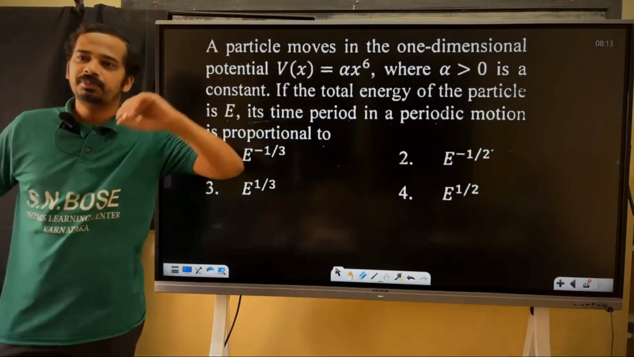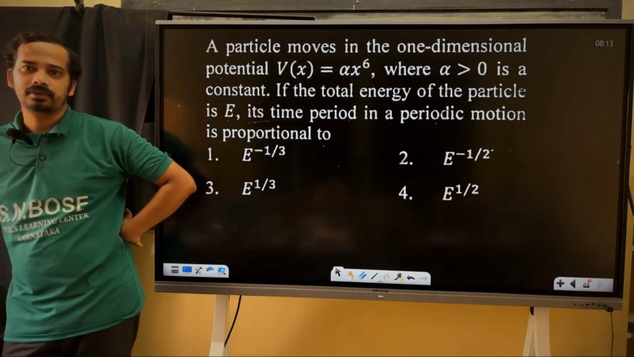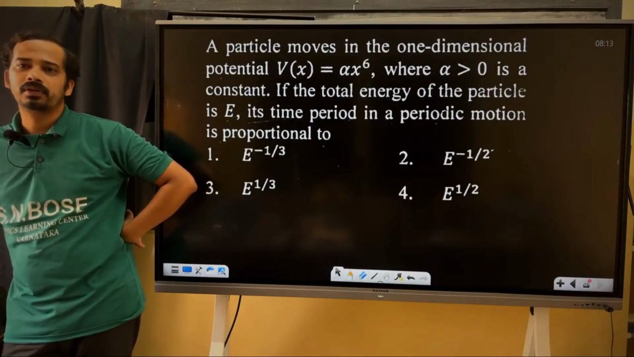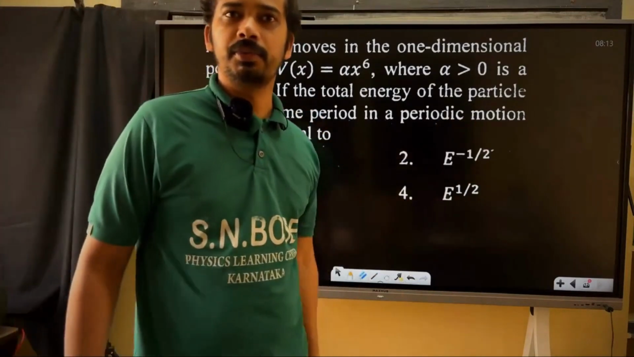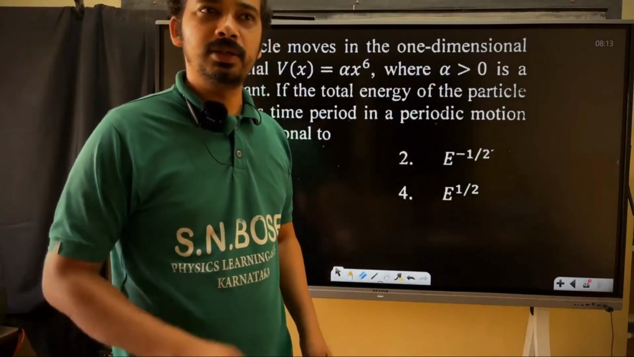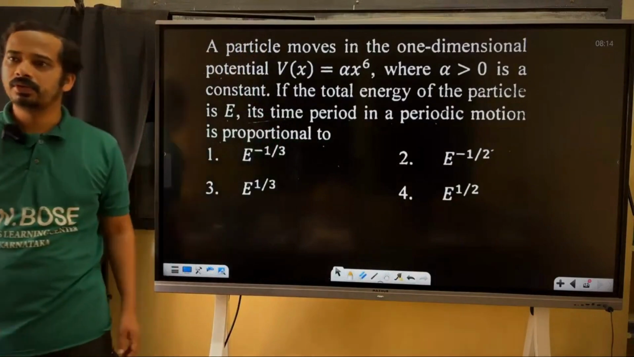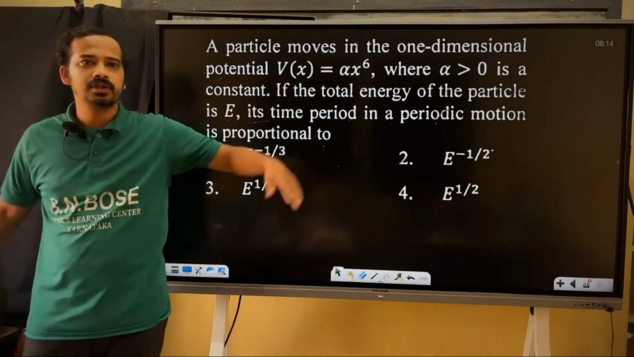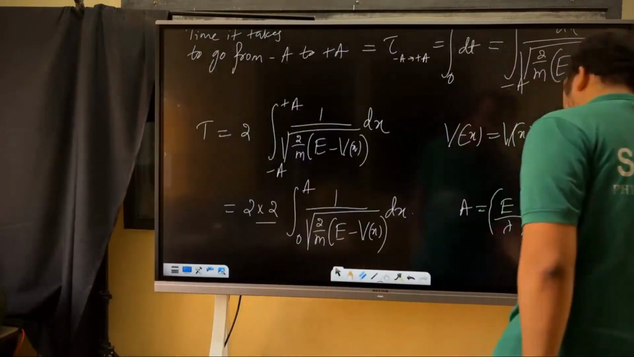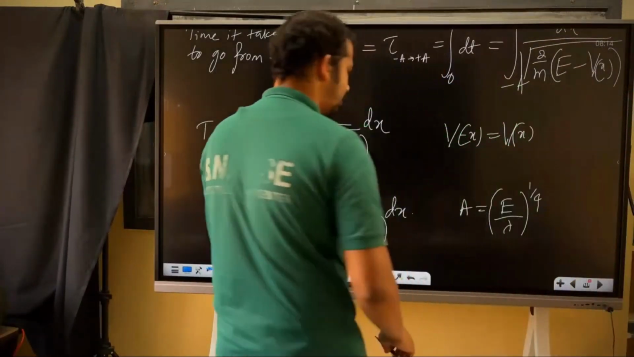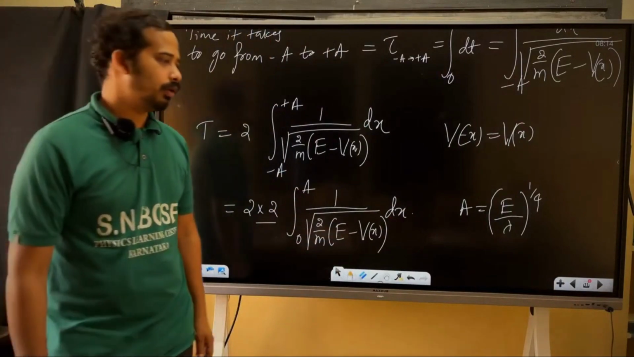In case of simple harmonic motion, time period doesn't depend on energy. Check this out. Frequency is root of k by m, and time period is the reciprocal of that one, isn't it? It doesn't depend on amplitude or energy. It depends only on the spring constant or whatever the coefficient comes in the potential. But in general, you see this general expression, it does depend on energy actually. Is that okay? Now, how do you answer this one?